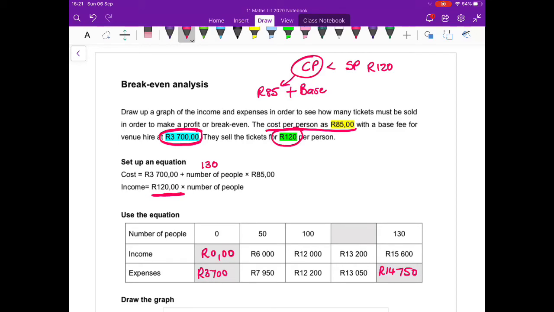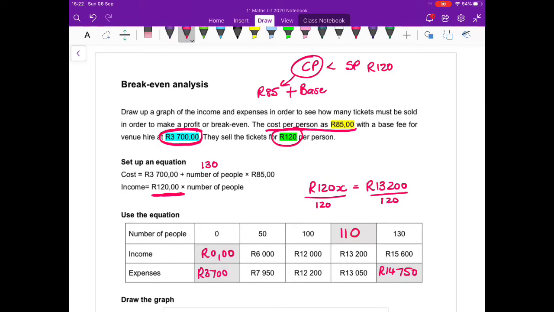So 120 Rand times the number of people. So 50 times 120 will give you 6,000. 100 would be 12,000. Right, so how do we get this value here? Well, you're going to say 120 times the number of people must give you a value of 13,200. So you are actually going to divide by 120. You're going to divide that side by 120, and over here you would get the number of people would be 110.